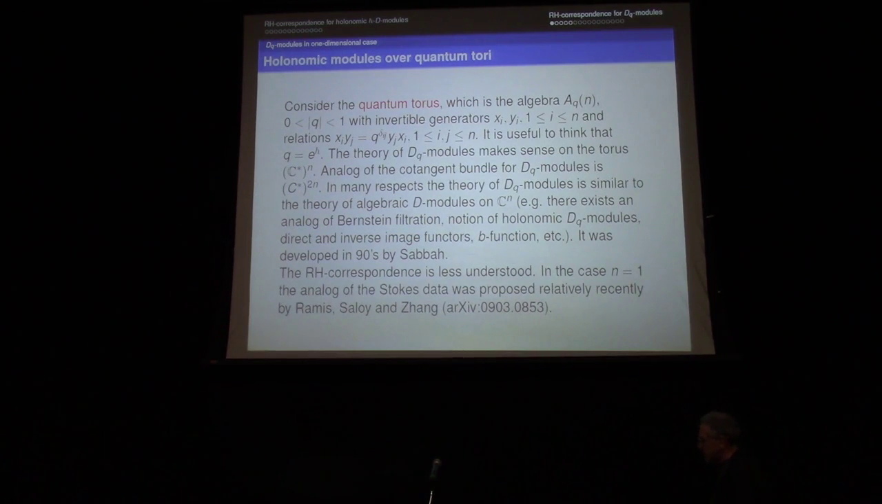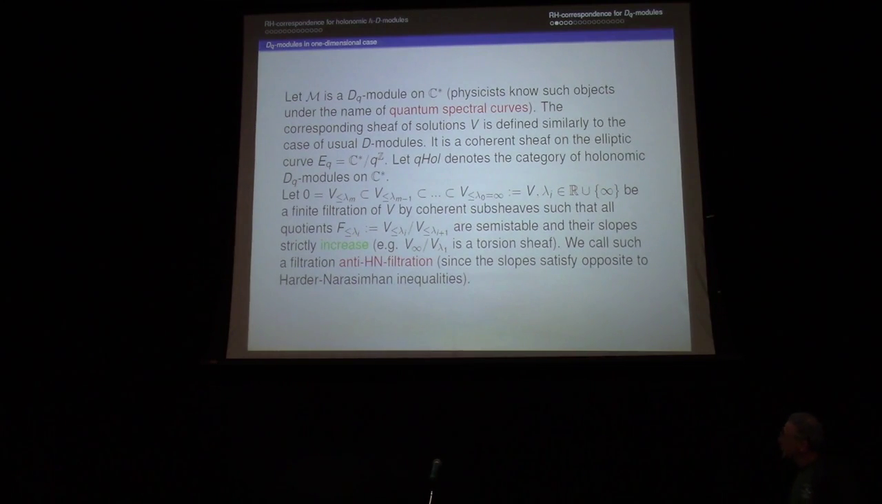But the Riemann-Hilbert correspondence for these difference modules, for DQ modules, is much less understood, even in the one-dimensional case, which is difference equations on C star. The corresponding Stokes data were proposed relatively recently by Ramis, Sauloy, and Zhang in 2009. And I will recall or rather reformulate their result, because they consider only q-difference connections, and I would like to take into account torsion modules as well.